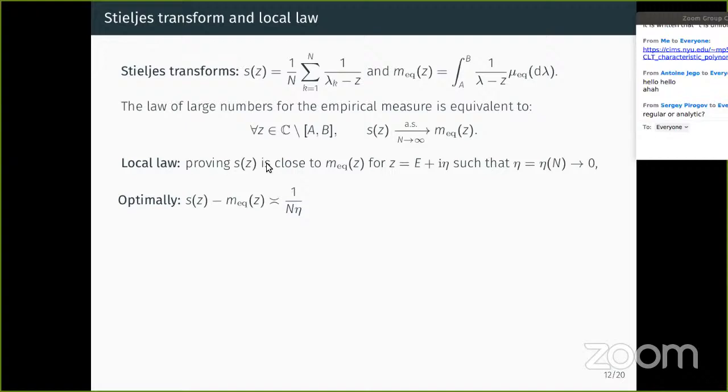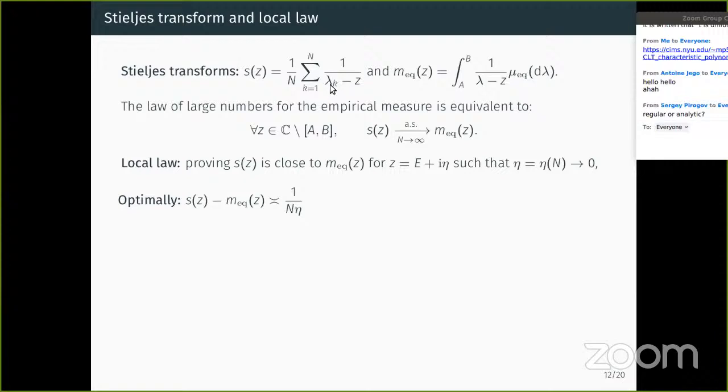A local law consists in proving that these two quantities are close, even if you take z closer and closer to the real axis as n goes to infinity. And moreover, the goal is to have some bound, which is this one, so to estimate the rate of convergence. The rate of convergence depends on eta, and it should be 1 over n eta. If you think about it, you cannot really get better than this.